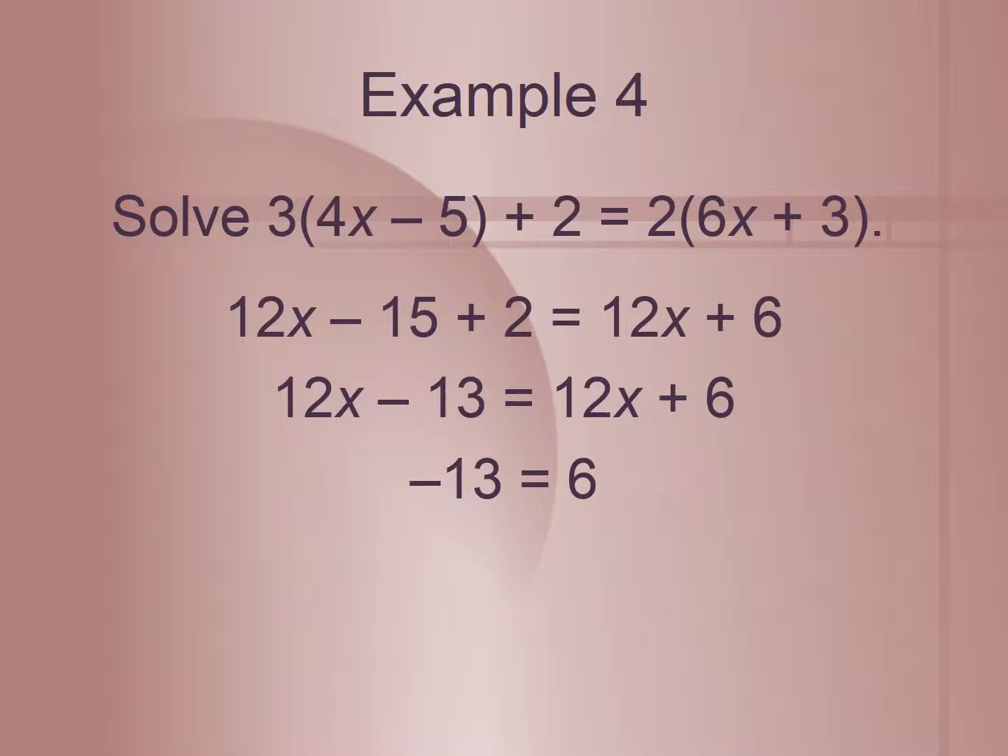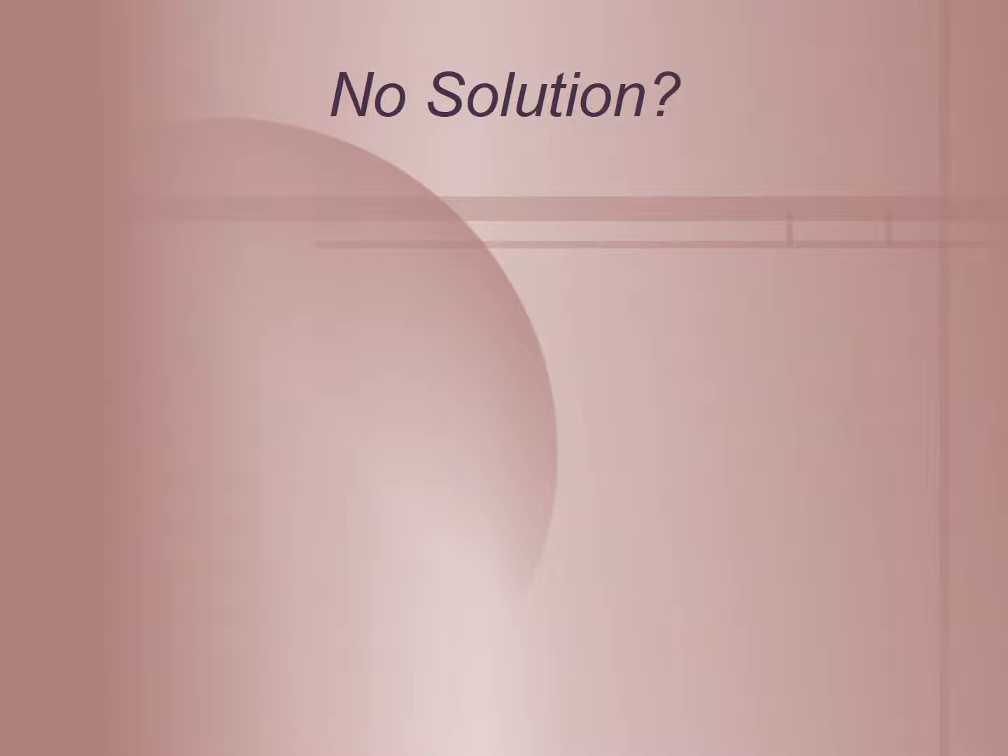When I subtract 12x from both sides, something very strange happens. I get negative 13 is equal to 6. The variable cancels out completely, which is very strange. And when it canceled out completely, I got something that wasn't true at all. Negative 13 is not equal to 6. So that means there is no solution. So no solution, is that possible?